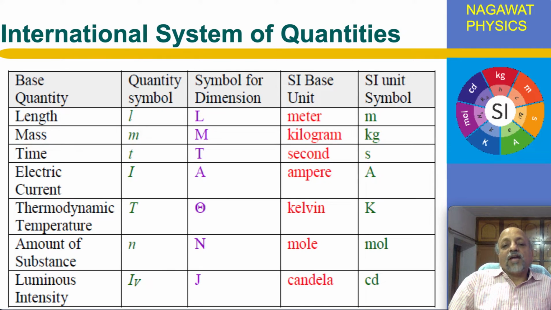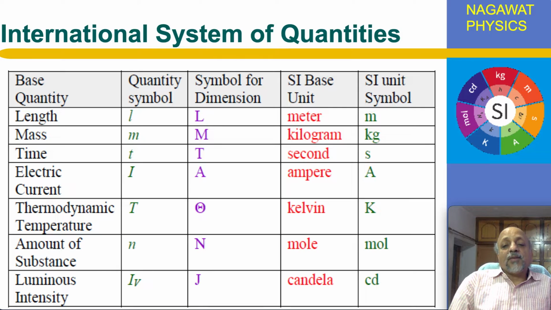And in this slide I have given a table in which we have listed base quantity, quantity symbol, symbol for dimension, SI base unit, and SI unit symbol. So for example, length is a base quantity agreed by ISQ. Its quantity symbol is italic L. Its symbol for dimension is capital L. Its base unit is meter, and the symbol for the base unit is small m. And similarly, for the mass, the quantity symbol is italics M, the symbol for dimension is capital M, the SI base unit is kilogram, and the symbol for SI base unit is kg, small k, small g.